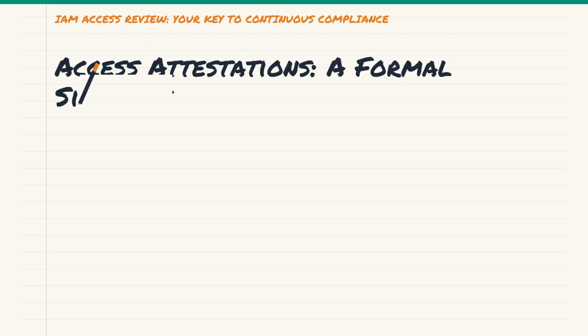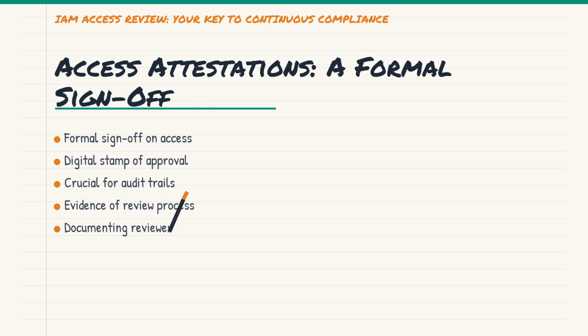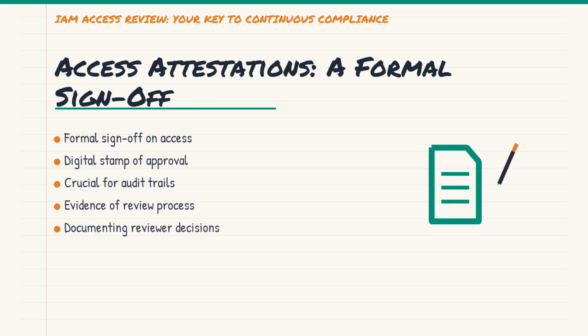Access attestation is essentially the formal sign-off from a reviewer, confirming that the access they've reviewed is indeed appropriate. It's that digital stamp of approval, or sometimes a denial. These attestations are super important for audit trails. They provide evidence that the review process occurred and that decisions were made. When an auditor looks at your system, they want to see these attestations clearly recorded, showing who reviewed what and when, and what their decision was.